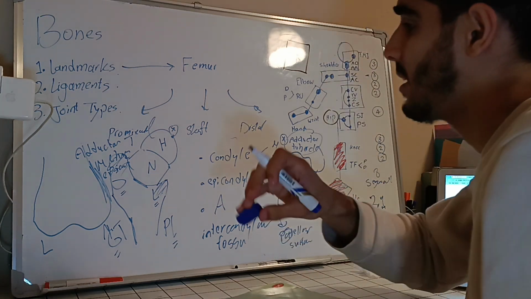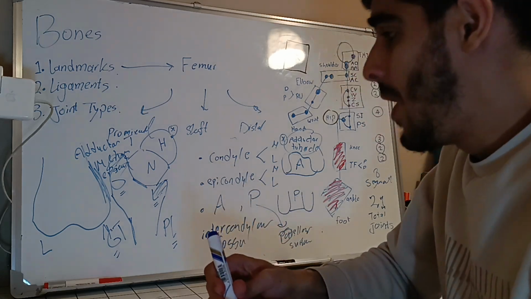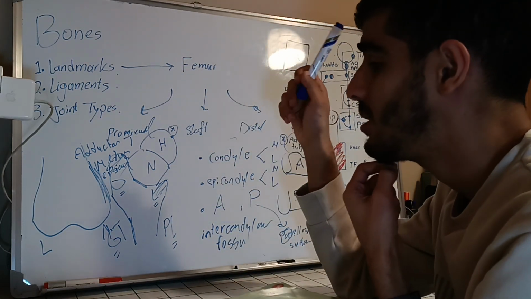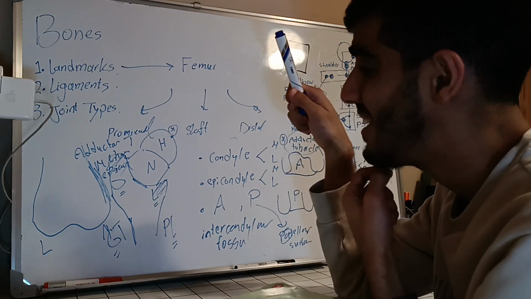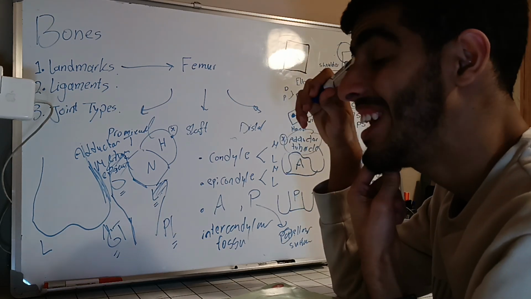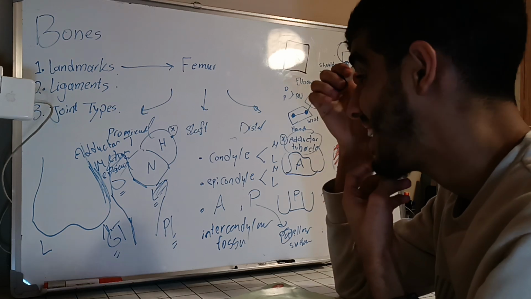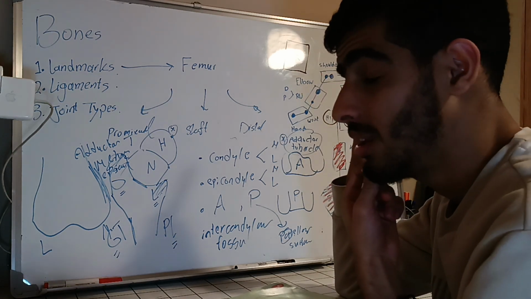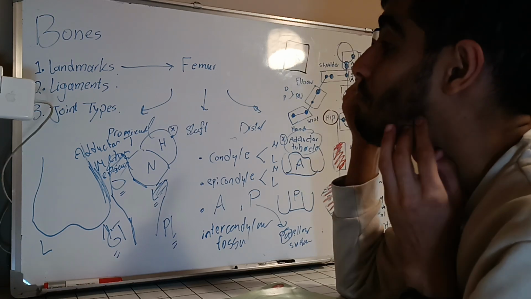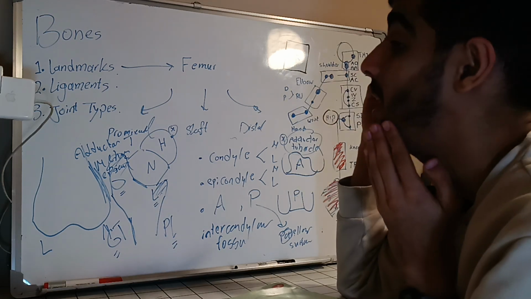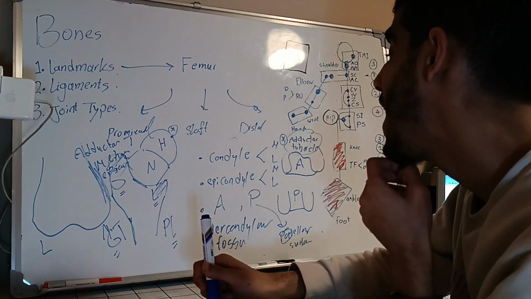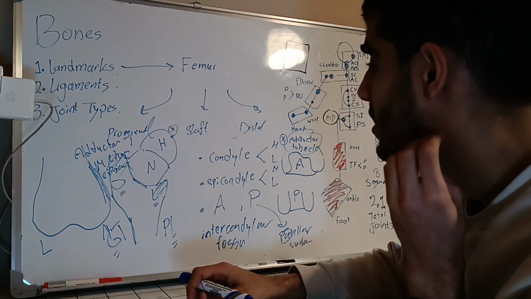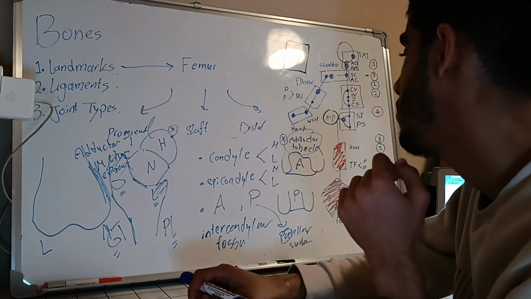Let me recall them back from the proximal part. We can have the head and neck, greater trochanter in the posterior, and the anterior part, the lesser trochanter, and the intertrochanteric line, which is found in the anterior, and the intertrochanteric crest in the posterior part, and the fovea capitis. In the distal part, we're going to have medial and lateral condyle, medial and lateral epicondyle, the intercondylar fossa and the patellar surface. And also we're going to have the adductor tubercle, which is above the medial epicondyle.